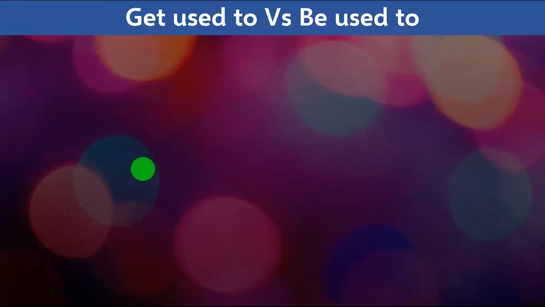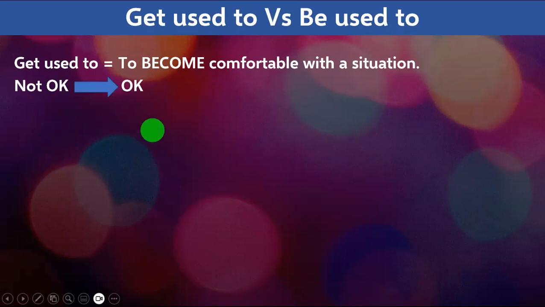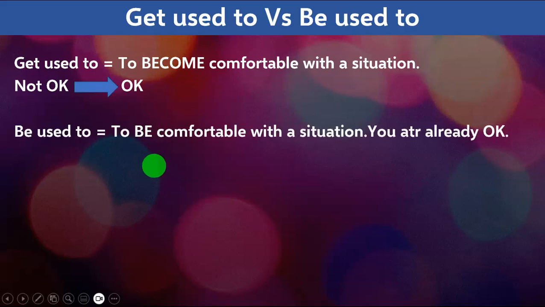Let's take the difference between get used to versus be used to. Get used to, you become comfortable with the situation over a period of time. You were not okay earlier, but now you're okay. Be used to is to be comfortable with the situation, which means that you're already okay with the situation. There was no discomfort earlier also, and you're comfortable, right? So that is the meaning of be used to.